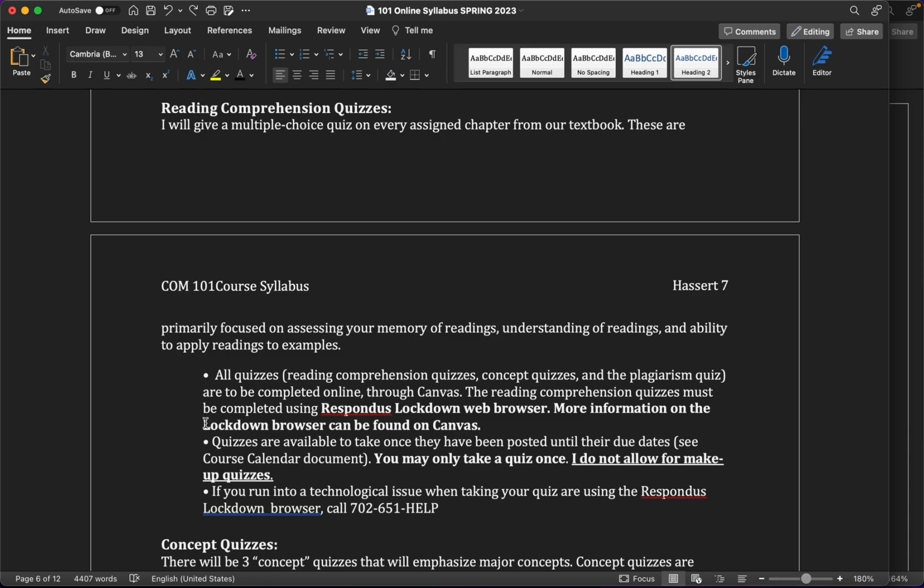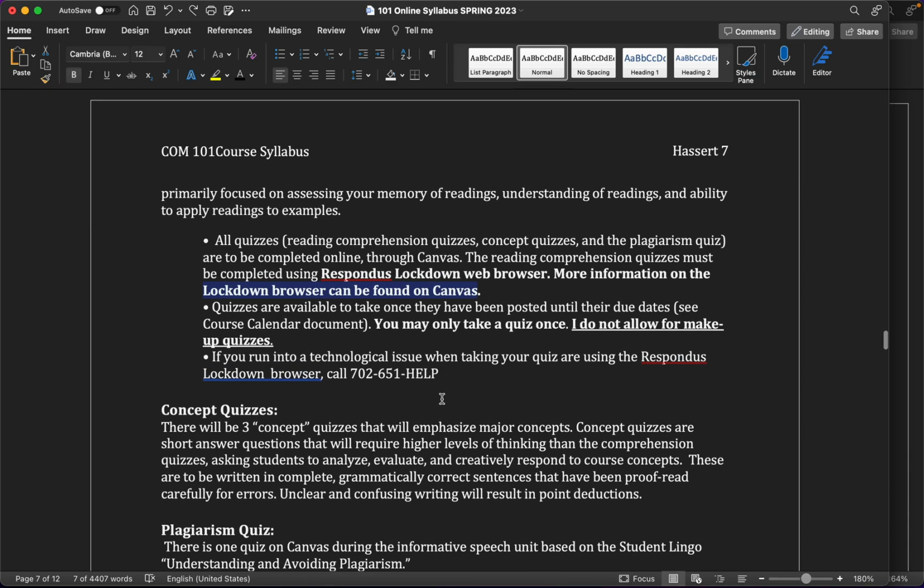You will need the lockdown browser to take those quizzes, and there are instructions for how to download the lockdown browser for you on Canvas. So please take a look at that before the first chapter quiz is due at the end of the second week. If you run into technological problems with the Respondus lockdown browser, you can call the help desk and they'll be able to help you with it.